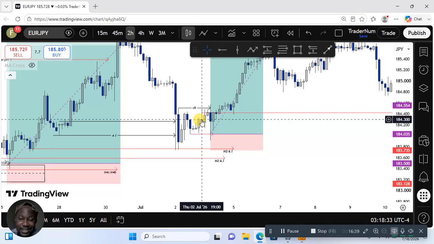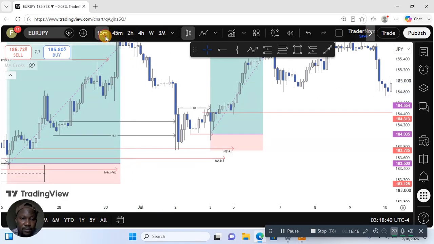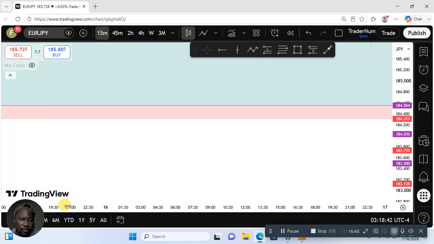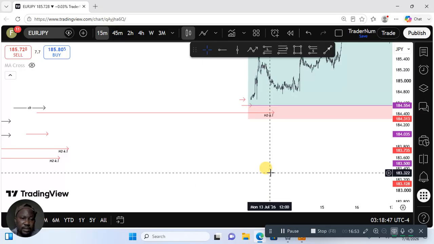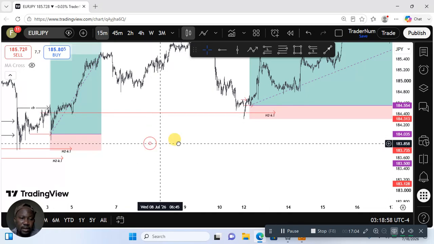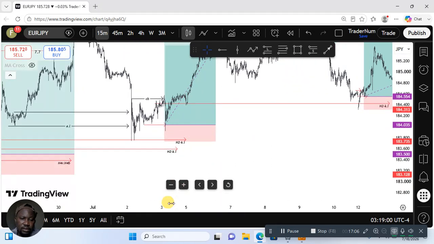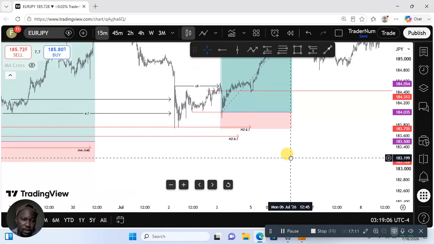Now, why do I move to 15 minutes? Because I have noticed that when you get your 2 hour key level, your entry should be 15 minutes. You get your 4 hour key level, your entry is 45 minutes, right? That is how I have come to know these things. So now what do we see? Key levels on the 15 minutes is not that clear, right? There is no clear key level on the 15 minutes. Let me put on the line chart.